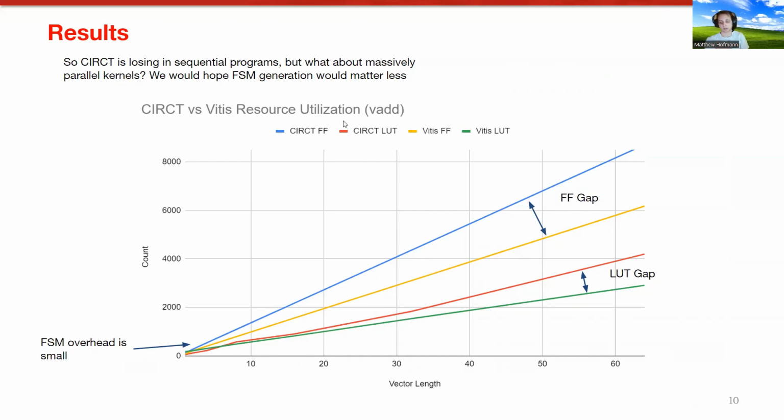So here we have a vector add application where we're just increasing the vector length. As we increase the vector length in the CIRCT case, since it's not instantiating an FSM efficiently, part of the FSM has handshaking signals, and all these handshake signals are growing with the added adder hardware. So this is something that needs to be fixed within Calyx.